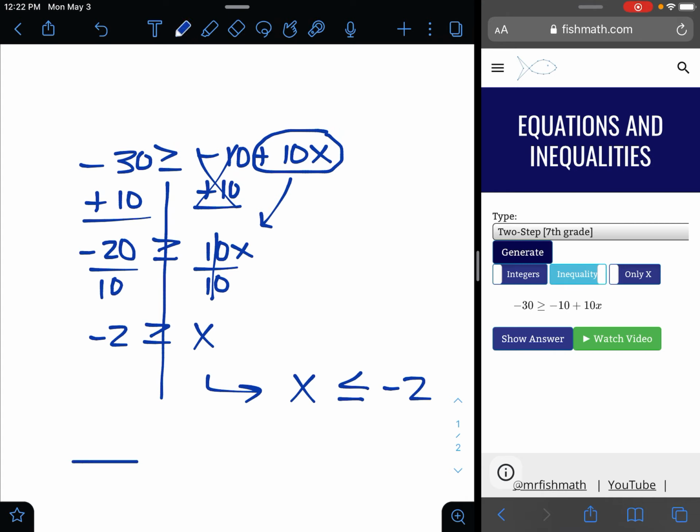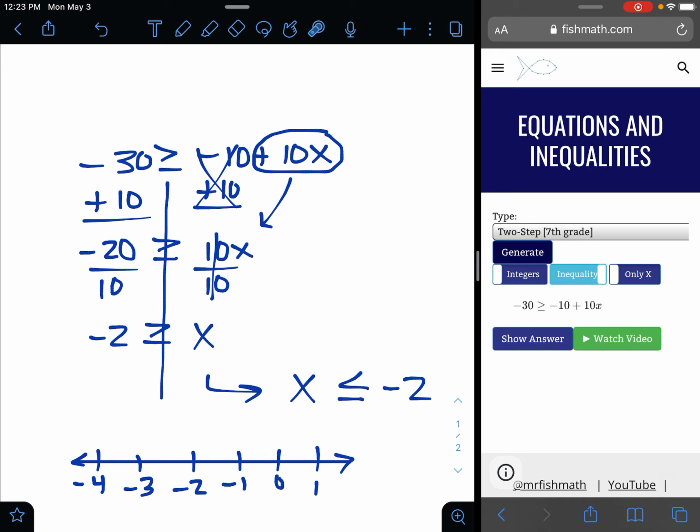To graph this, we're going to make a little number line here. We use a number line to show our solutions because there's more than just one answer. X less than or equal to negative 2 is an infinite number of answers. Anything less than or equal to negative 2. So to show that on a number line, I want to make sure negative 2 shows up here somewhere. I'm going to put it somewhere in the middle. Remember that number lines always count up. So negative 1 would come next, and then 0, and then 1. So bigger to the right, smaller to the left.